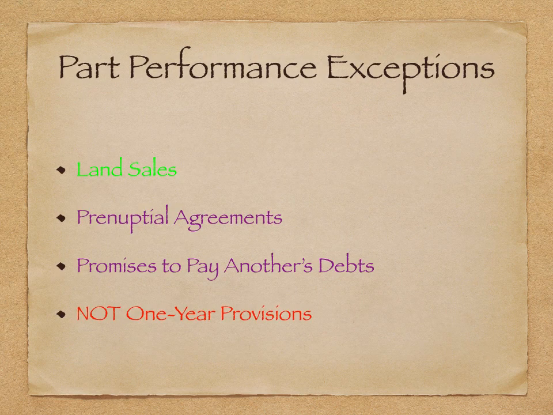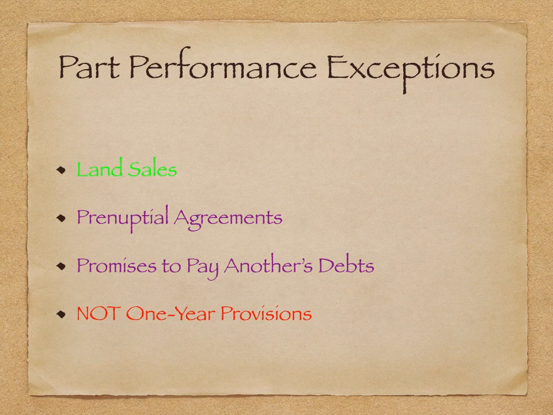And this part performance exception applies to several other classes of agreements, including prenuptial agreements, which can be evidenced by marriage, and promises to pay another's debts, like beginning to pay those debts. But the part performance exception almost never applies to the 1-year provision.